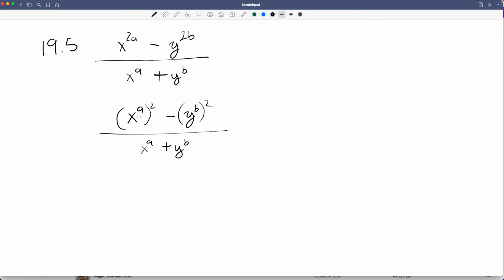Okay, so we see that. We understand how that works. We know that what that really is, is x to the a plus y to the b times x to the a minus y to the b, right? Because they cancel out when we multiply here. So we would have an x to the a y to the b positive and an x to the a y to the b negative. So those would cancel out, but then that would give us x to the a squared and negative y to the b squared, right? So we can see that.